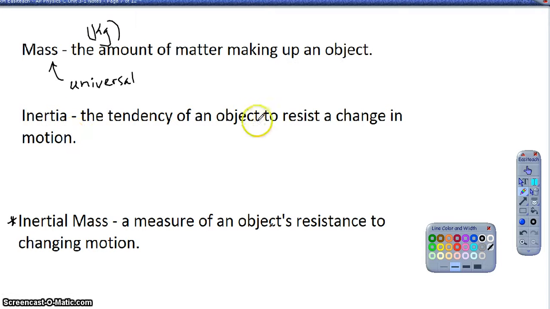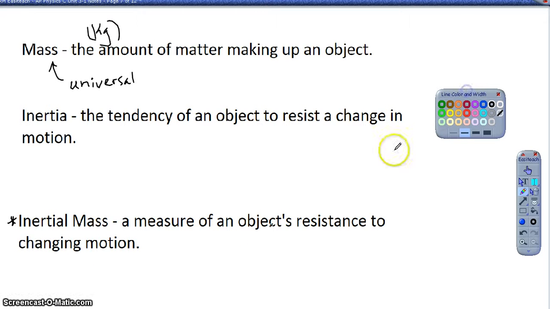Inertia is the tendency of an object to resist a change in motion. Okay, so typically the inertia is measured through mass, but really inertia in its simplest form is just the tendency to resist a change in motion. Inertial mass then is the measure of an object's resistance to changing motion. Okay, so when we talk about an inertial mass, what we're really looking at there is what is the resistance to change. So there's two types of masses that we'll deal with in this course. There's inertial mass and there's gravitational mass. Gravitational mass obviously comes from basically just working with the force due to gravity and the weight.